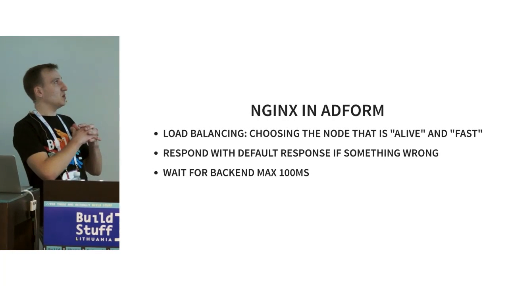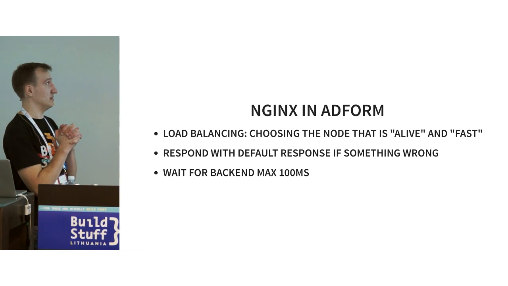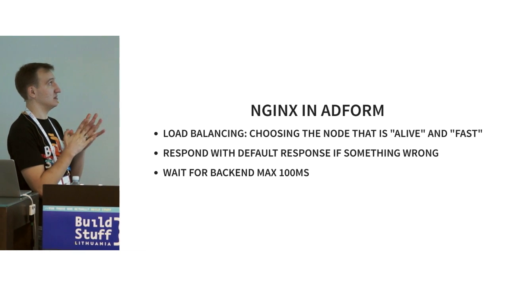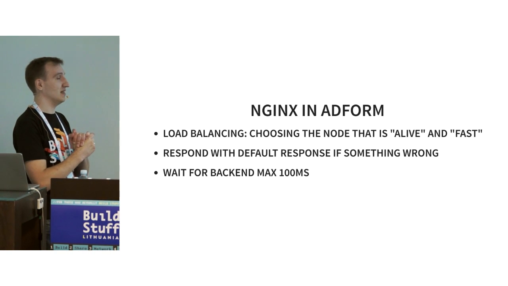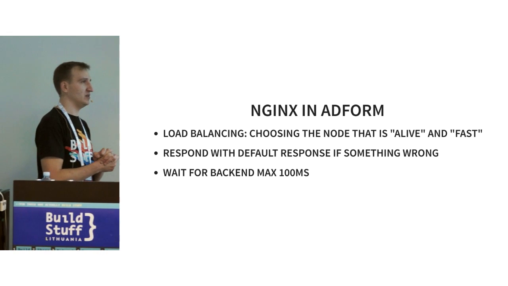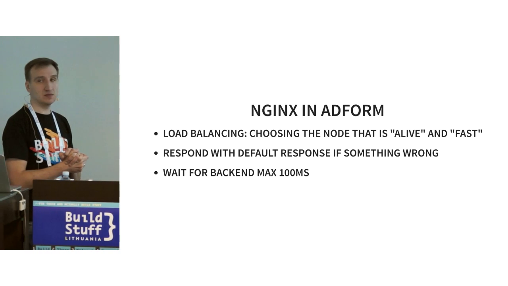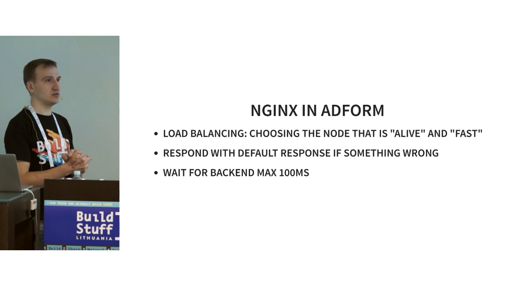So basically, the modules we build do sophisticated load balancing for us, like choosing the node that is alive and fast. Because, as I've already mentioned, we have strict latency requirements. For example, a 2-second GC pause is not okay because you have to be under 100 milliseconds.